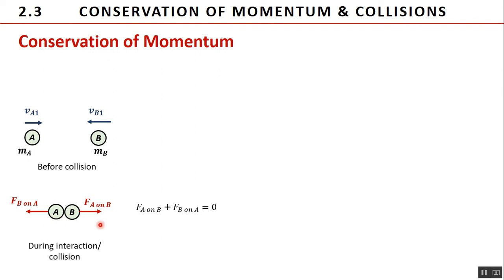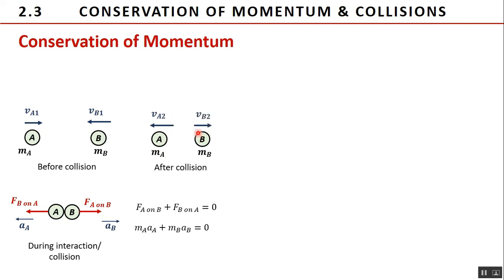For an isolated system, no other external forces act on these two particles, therefore the sum of these two forces is zero. Since each particle experiences a force, both particles accelerate with a sub A and a sub B. So from Newton's second law, the equation becomes mass of A times acceleration of A, plus mass of B times acceleration of B, equals 0. So right after collision, the velocities of particles A and B change to v sub A2 and v sub B2, respectively.